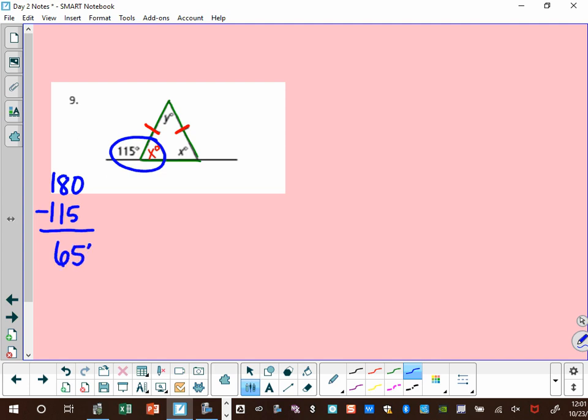65. All right. So if this X is 65 degrees, what is this X? 65 degrees. So how can I figure out what Y is? Y plus 65 plus 65 equals 180. So 65 plus 65, subtract that from 180. If you don't ever type this in yourself with your calculator, you're never going to do it on your own. Y is 50.